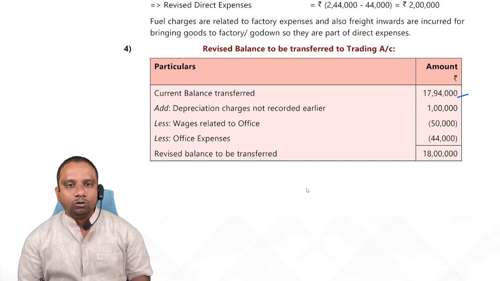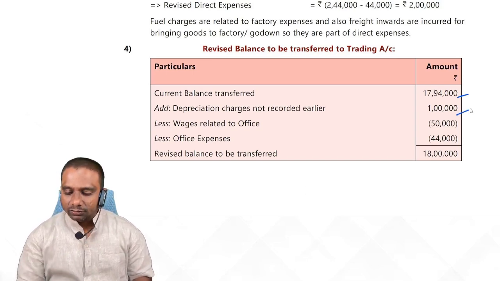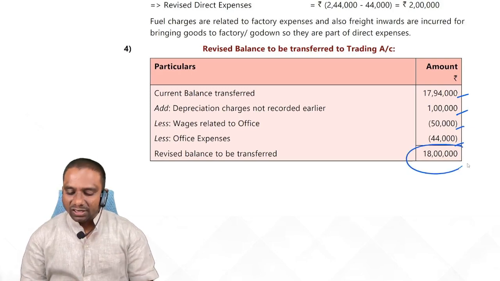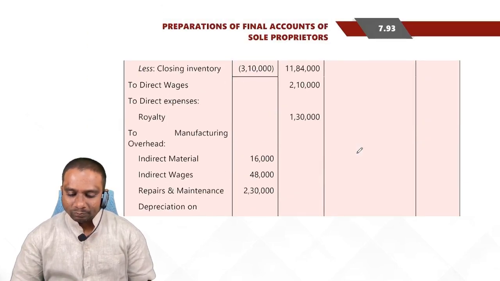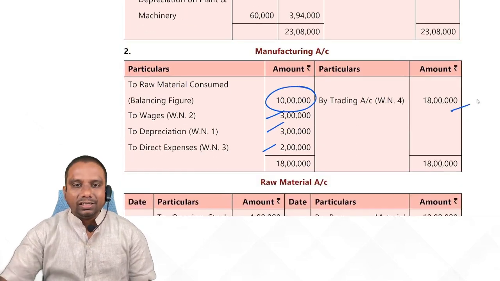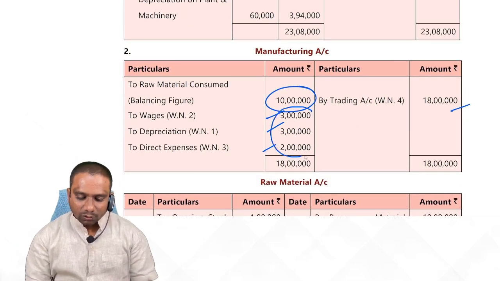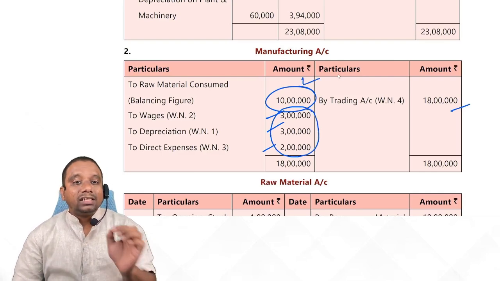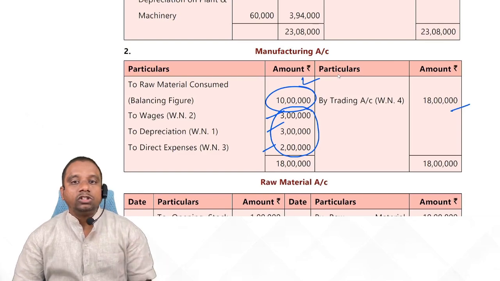Look at what was transferred: 17 lakh 94. Depreciation increases, so our cost also increases. Wages decrease, so our cost decreases. Expenses also decrease, so our cost decreases. What is the revised cost? 18 lakh. Now, 18 lakh credit minus 3 lakh, 3 lakh, 2 lakh debit. The difference is nothing but 10 lakh, and this 10 lakh is nothing but the raw material consumed during the year.